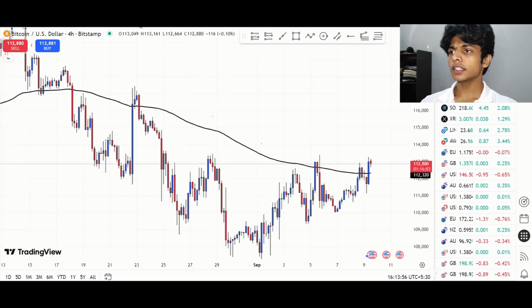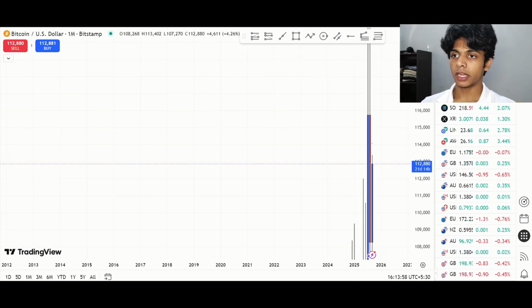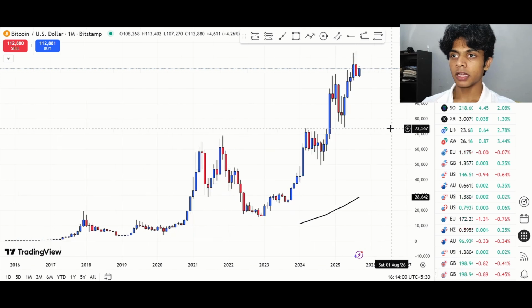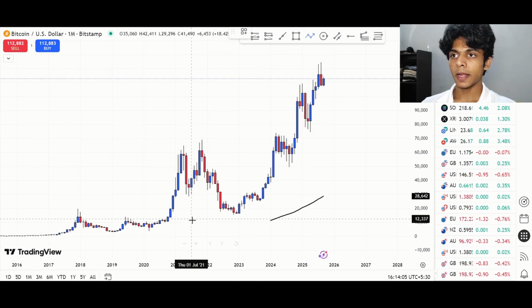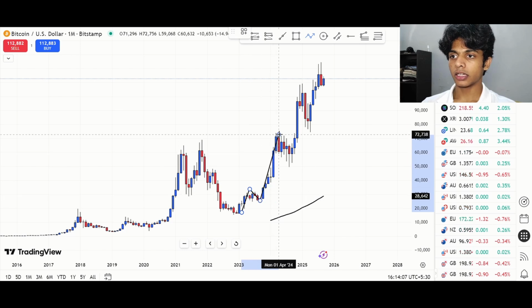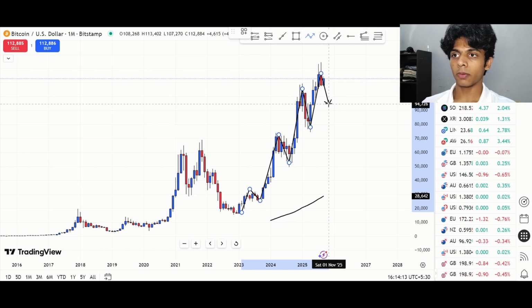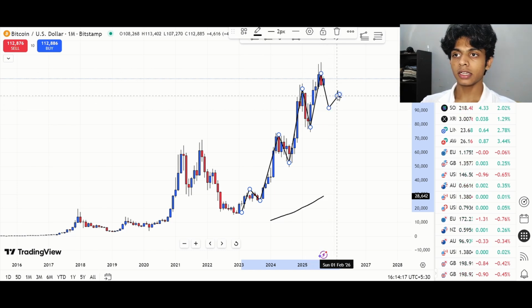So first, I'm going to go on the monthly time frame. That is the biggest time frame, and I'm going to see the trend of the market. As you can see, this is an uptrend: higher lows, higher highs, higher low, higher high, higher low and higher high. Now it might be, it possibly is forming a higher low, right?